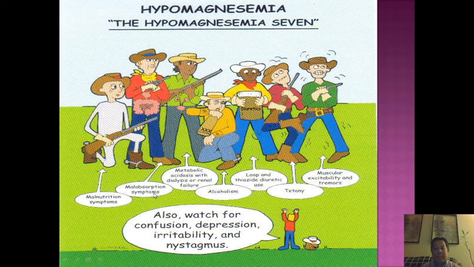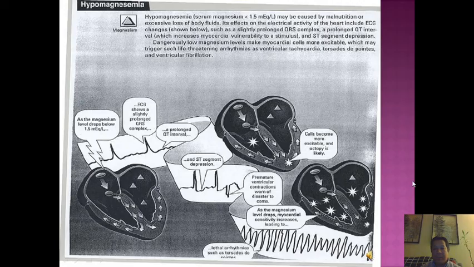Of course, a problem in the absorption of magnesium, the malabsorption symptoms. Metabolic acidosis with renal dialysis or renal failure can lead to hypomagnesemia. Alcoholism, so alcoholic patients will be susceptible to decreased magnesium level as well. If the patient is taking loop diuretics, particularly hydrochlorothiazide or HCTZ, then yes, the patient will be susceptible to low magnesium level as well. Tetany or tetanic contraction can lead to muscular excitability and even tremors.